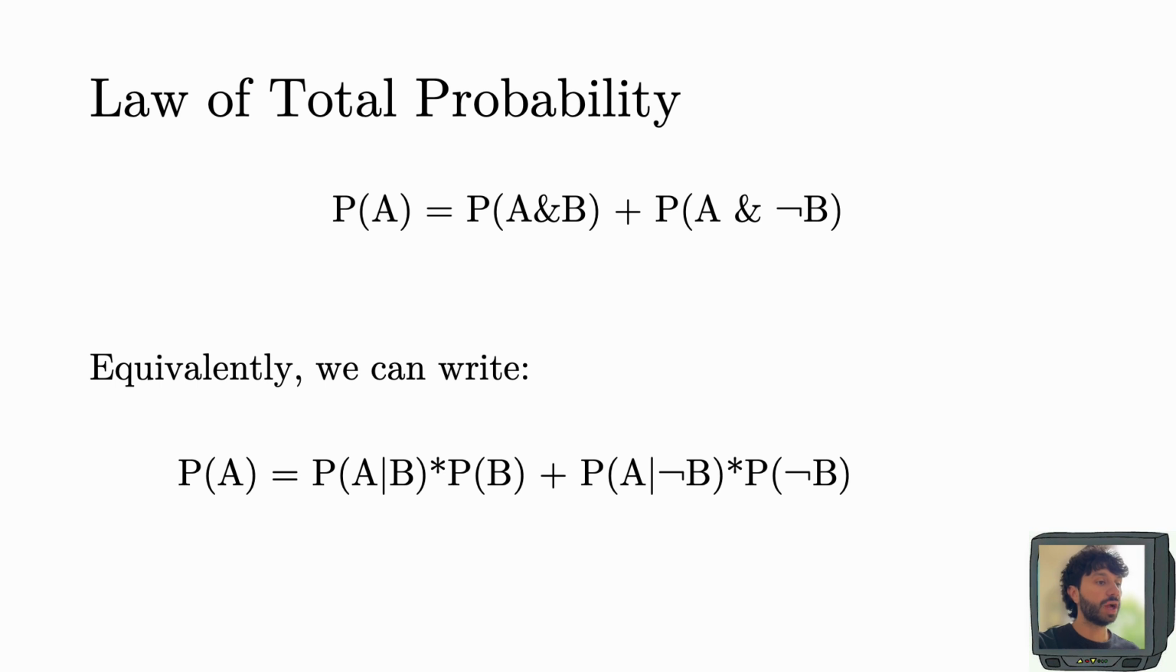Equivalently, we can write this law as follows: the probability of A is equal to the probability of A given B times the probability of B, plus the probability of A given not B times the probability of not B. Why is that the case? Well, remember the definition of conditional probability. And this is also going to relate to Bayes' theorem, which we'll see in next class. But for now, just note that these laws can be rewritten in many ways.